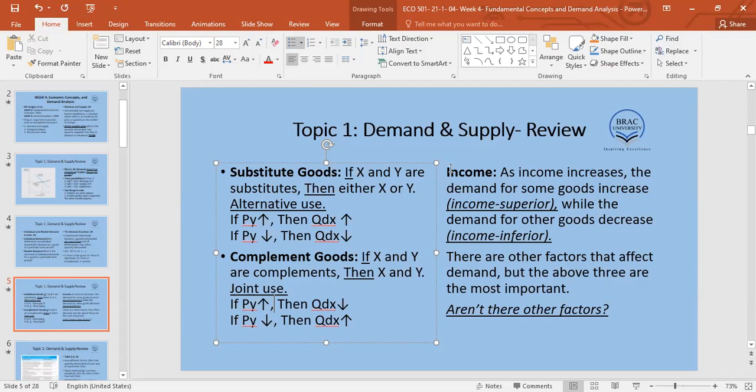And another important variable that affects demand is income. When our income increases... You want me to explain the substitute goods again? Yes, sir. Okay, then let's do this again.